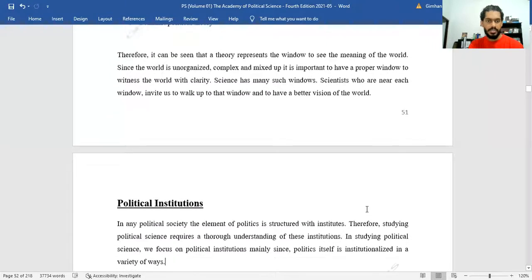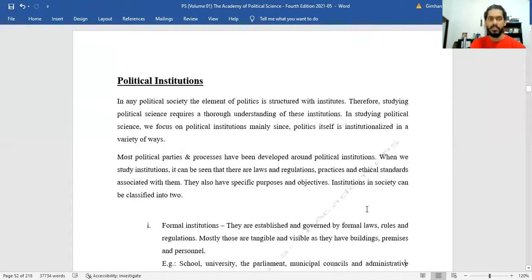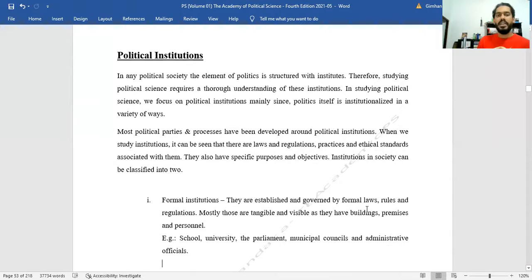So, political institutions. You can read it with me, this part, it's no problem. In political society, the element of politics is structured with institutes. Therefore, studying political science requires a thorough understanding of these institutes, right? We focus on political institutions mainly since politics itself is institutionalized in a variety of ways. So the political system that is around us is based on these political institutions, which is why this is really important, okay? Most political parties and processes have been developed around political institutions.